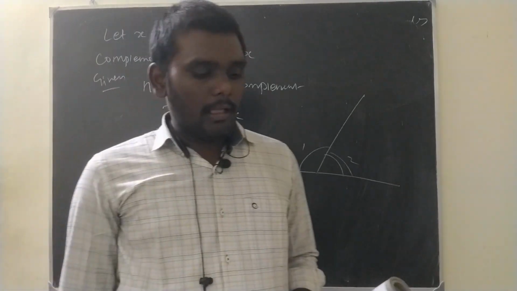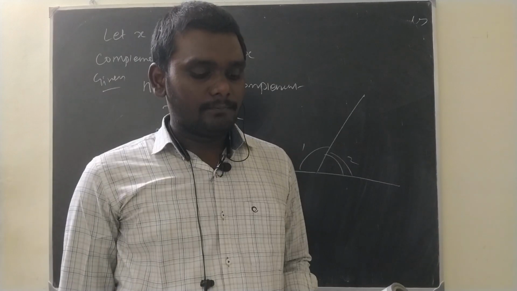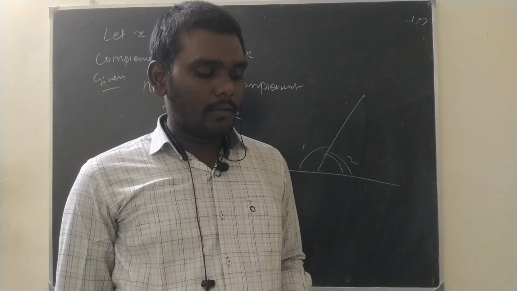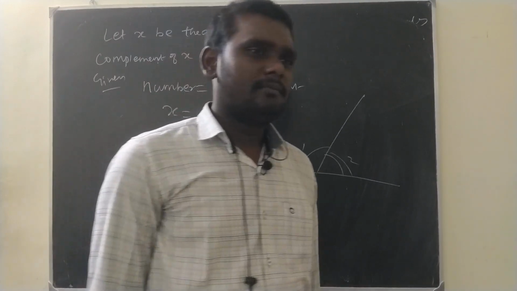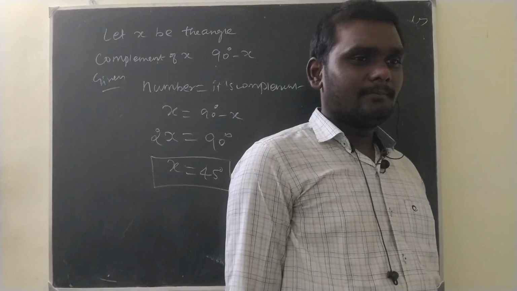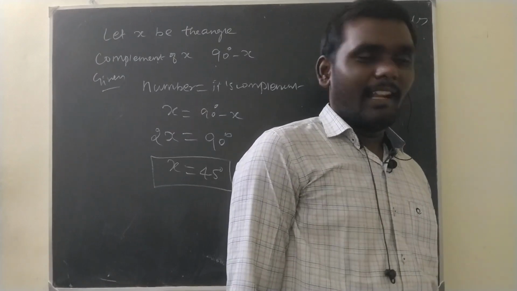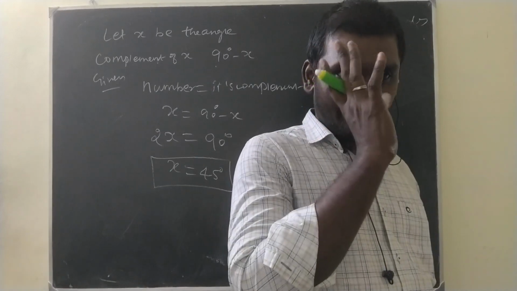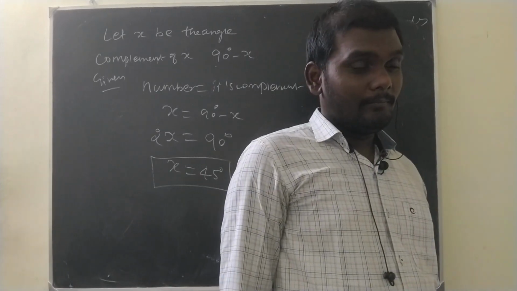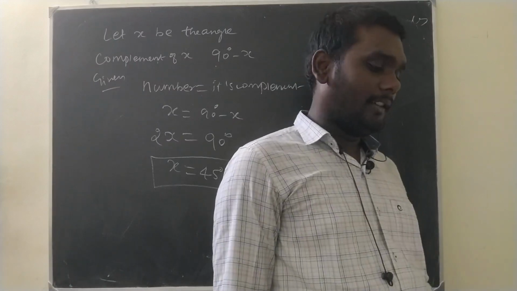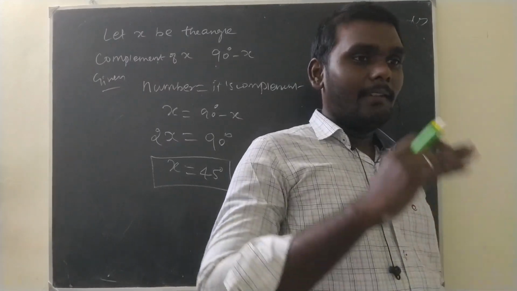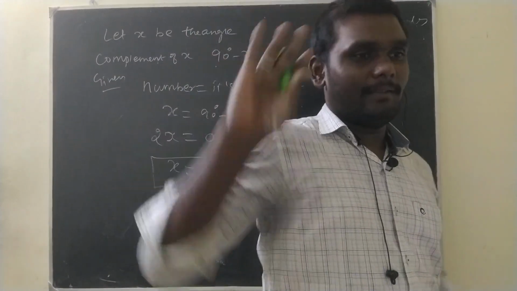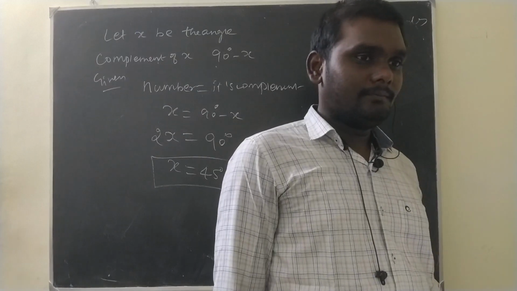An angle is greater than 45 degree. Its complementary angle is greater than 45 degree, or equal to 45 degree, or less than 45 degree. What is this question? Why, sir? Why is it less than, sir? See, an angle is greater than 45 degree, say for example 46.